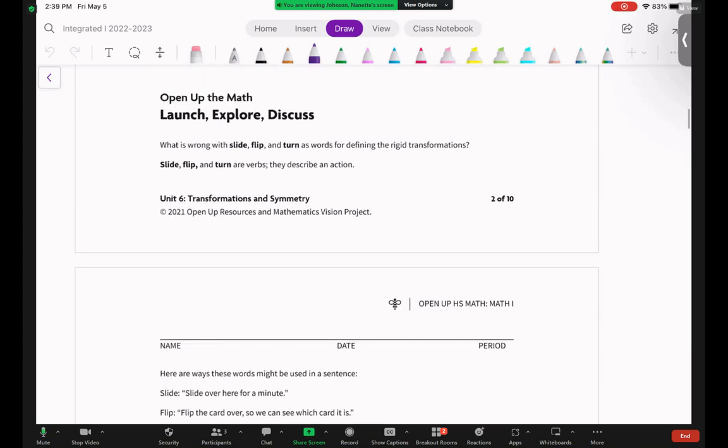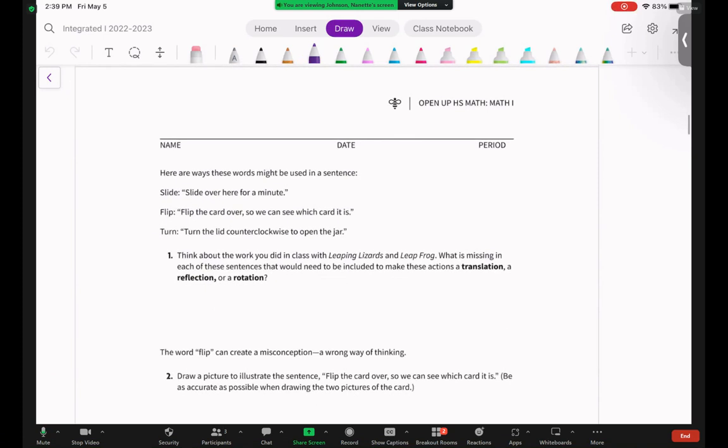So first of all, what is wrong with the words slide, flip, and turn, as words for defining rigid transformation? Slide, flip, and turn are verbs and they describe an action. So here are ways the words might be used in a sentence. Slide over here for a minute. Flip the card over so we can see which card it is. Turn the lid clockwise to open the jar.